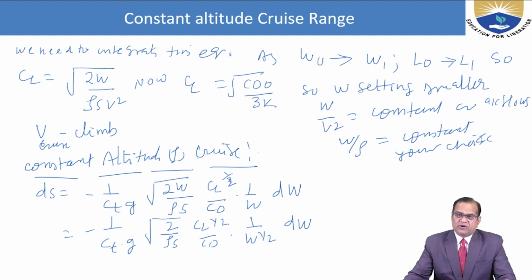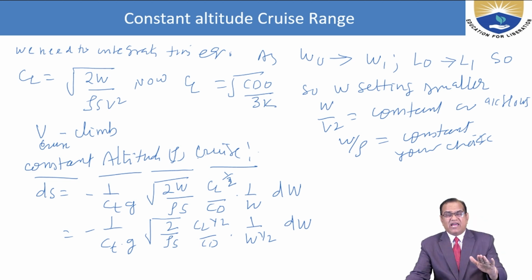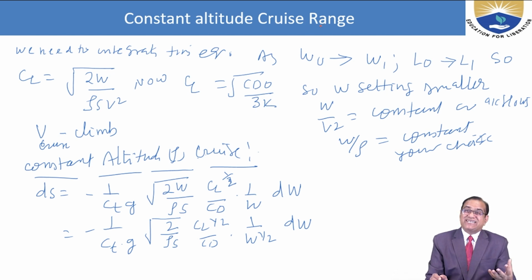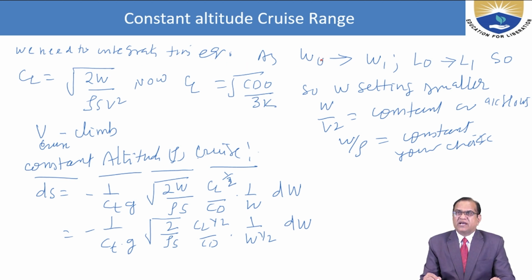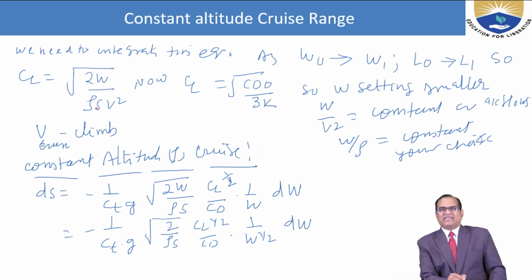So now we have different types of ranges. The first one is a simple case we have already derived. Now we will have the constant altitude and constant velocity case. In the constant altitude cruise range, the density will remain constant, so you can say it is the constant density cruise range. So we need to integrate this equation as W naught extends to W1 and L naught extends to L1. We can write that Cl is equal to 2W by rho S V square.